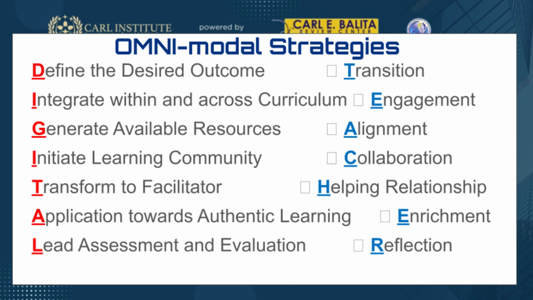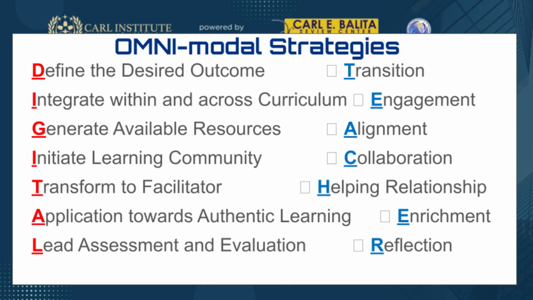I. Integrate within and across curriculum. Outcome: Engagement. Integration makes learning relevant by connecting subjects and ideas. Horizontal integration links topics across disciplines, while vertical integration builds knowledge progressively, fostering student engagement. G. Generate available resources. Outcome: Alignment. This step involves utilizing all available resources, including digital tools and student creativity. Aligning these resources with the learning outcomes ensures that students have what they need to succeed.